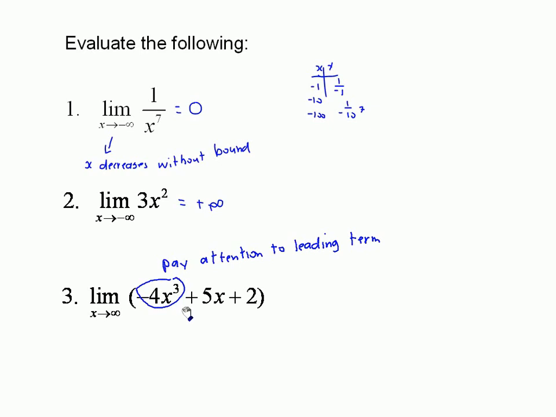In fact, even graphically, it's the cubic, the leading term, that will tell you what that graph is doing. And in this case, x is getting bigger and bigger and bigger, but then we multiply by negative 4, and we end up getting a negative value instead. So as x gets bigger, y gets smaller without bound. And you can always plug in numbers if you're not sure.